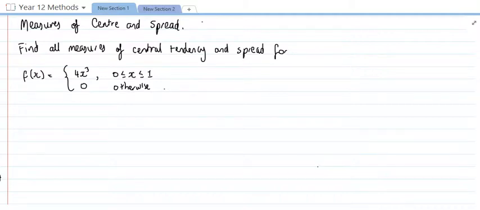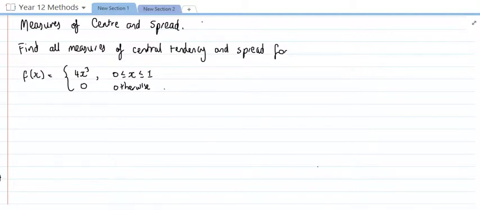Now when I'm talking about measures of center and spread, or measures of central tendency and measures of spread, what I'm talking about are mean, median, mode for the measures of center, and then range, interquartile range, standard deviation, and variance for the measures of spread.